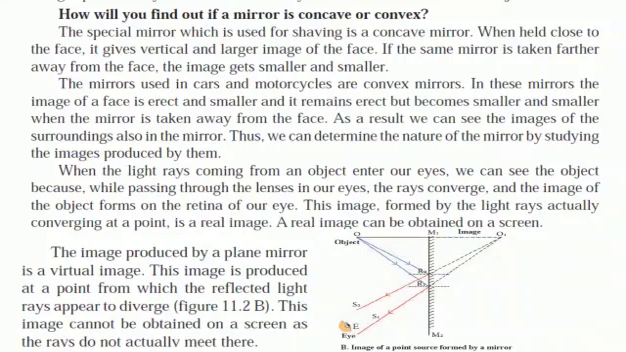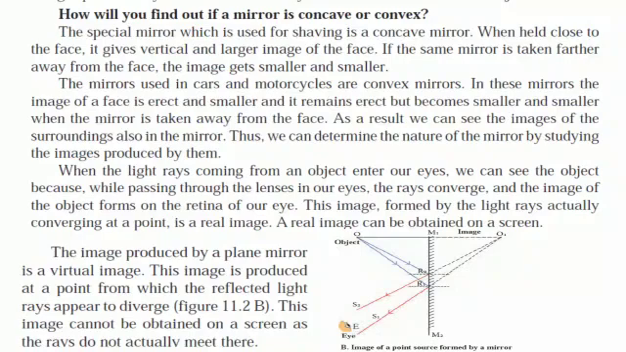The mirrors used in cars and motorcycles are convex mirrors. You must have seen the mirrors fitted on bikes and motorcycles. They are which type of mirrors? Convex mirror. In these mirrors, the image of our face is erect and smaller, and it remains erect but becomes smaller and smaller when the mirror is taken away from the face. As a result, we can see the images of the surroundings also in the mirror. Thus, we can determine the nature of the mirror by studying the images produced by them.